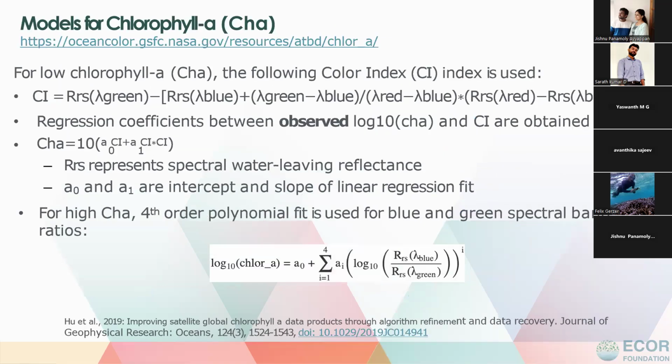So this slide explains the chlorophyll model. Different algorithms exist for chlorophyll estimation actually. So for low chlorophyll water, color index based algorithms are used. For high chlorophyll waters, often eutrophic lakes, band ratio polynomial models work better. So the choice of the algorithm should depend on the optical characteristics of that particular water body.